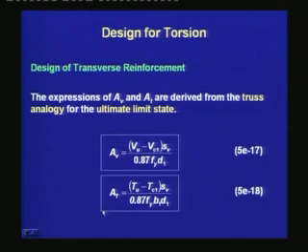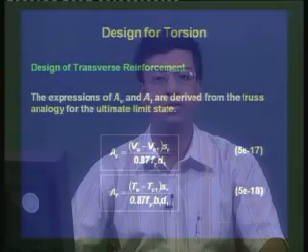The expression for AT is equal to Tu minus Tc1 times Sv divided by 0.87 Fy B1 D1. Tu is the torsion demand, Tc1 is the capacity of concrete to resist torsion, Tu minus Tc1 is the torsion to be resisted by the transverse steel, and that times Sv divided by 0.87 Fy times B1 times D1 gives the amount of steel required for the shear generated due to torsion. This expression is derived from the concept of a space truss analogy for torsion.